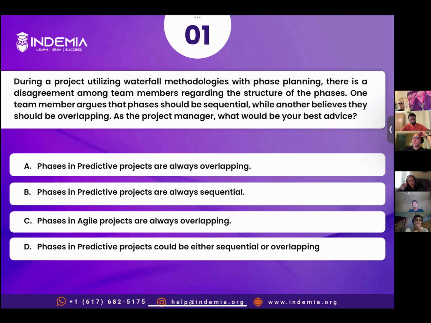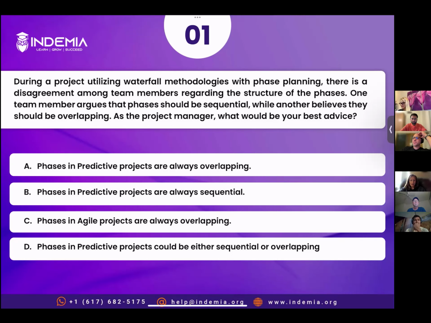Well, C is scratched off because it says waterfall, which is predictive. My understanding of the term phases is that you have a phase 1, and you have certain tasks within that phase. Certain tasks may be overlapping, but the phases themselves would never be overlapping. So that scratches out A and D for me, and I went with B.